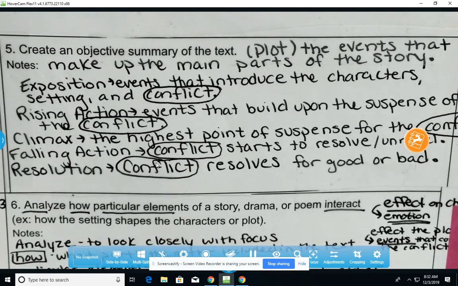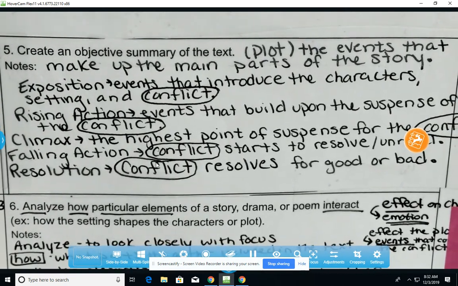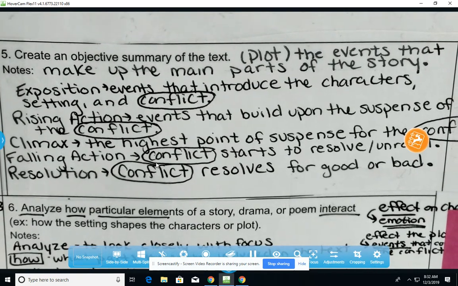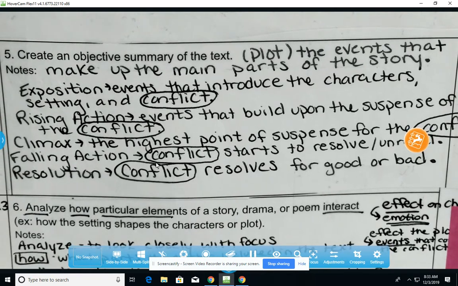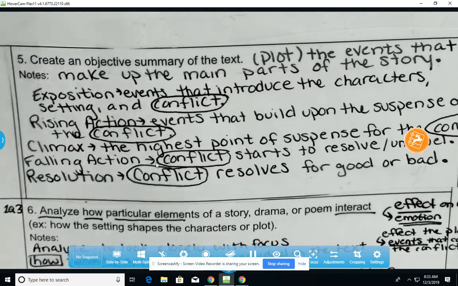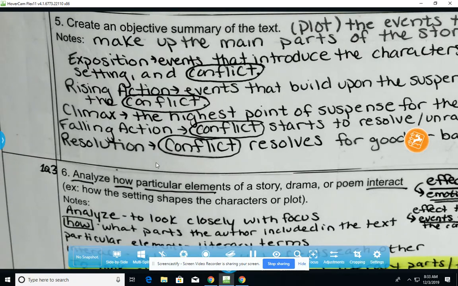So please make sure that your summary is objective, in other words, doesn't include your opinion, and focuses on that exposition, what you learn about the characters, the setting, and the conflict. Please read the excerpt and create a summary, which is learning target number 5.